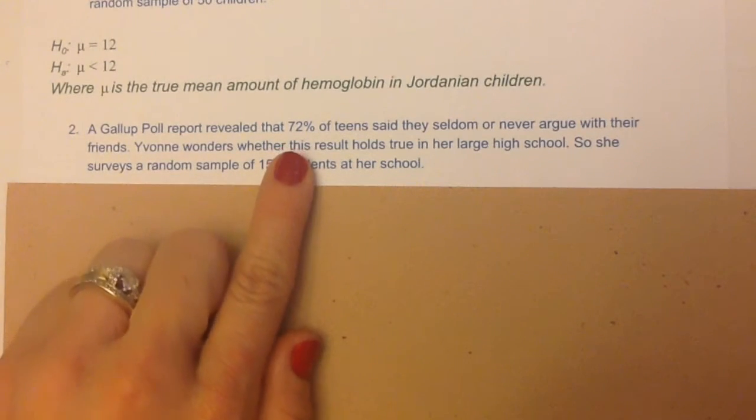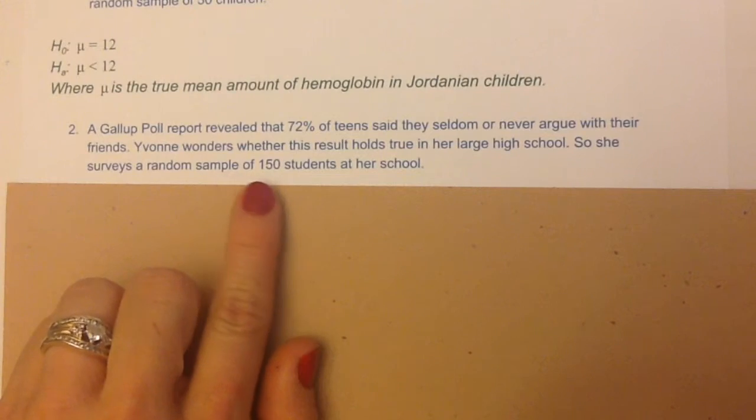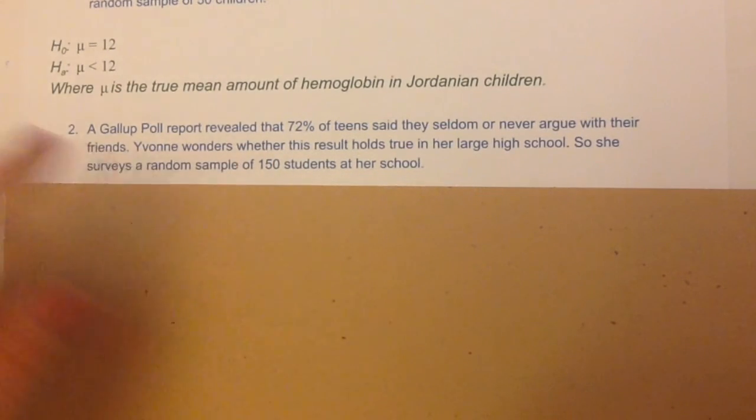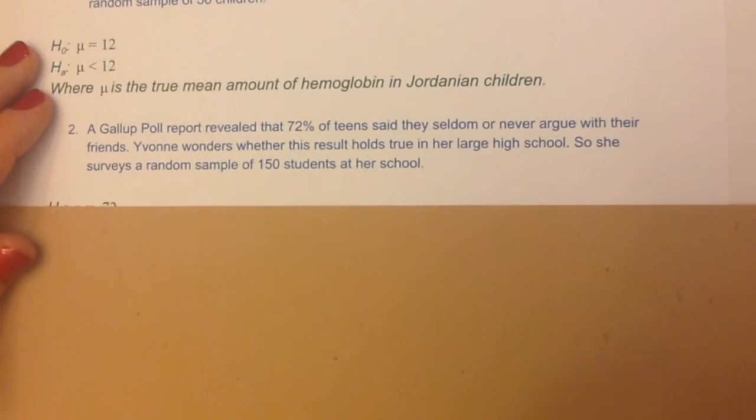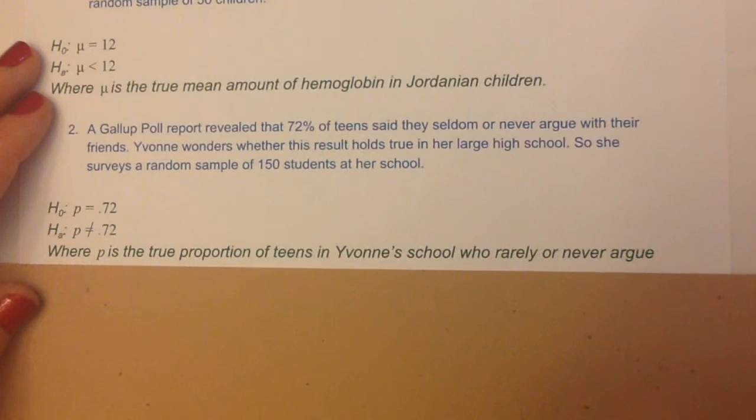And we're testing it, it being Yvonne's high school, against what we found in the other study. So we would have the null hypothesis is that p is equal to 0.72. And then the alternative hypothesis here.